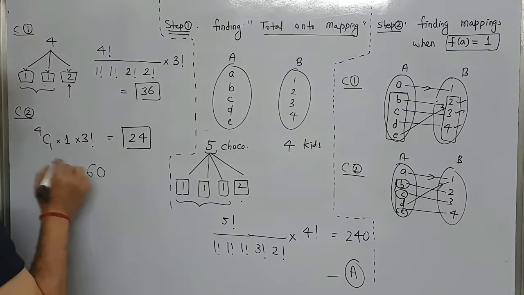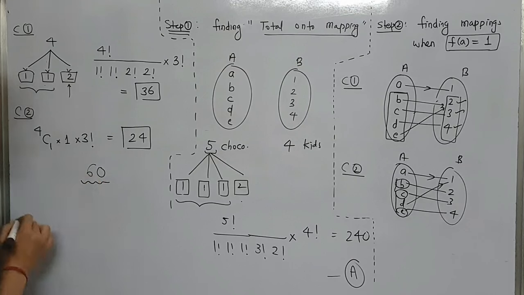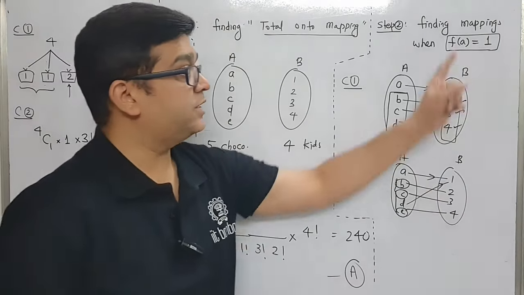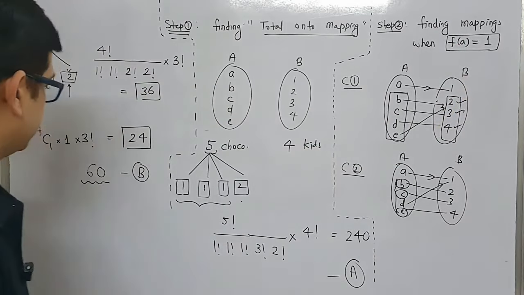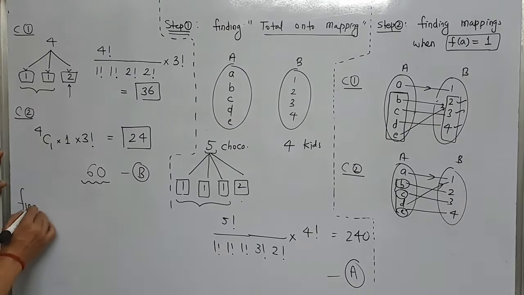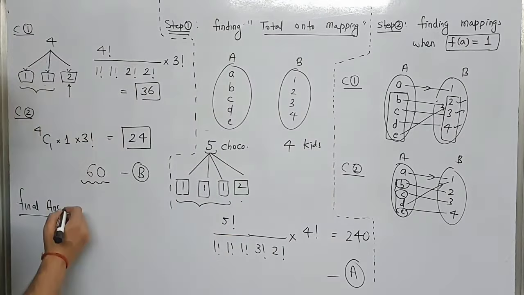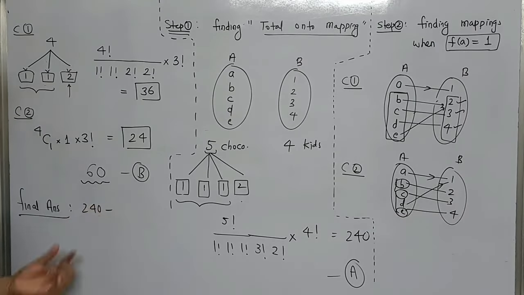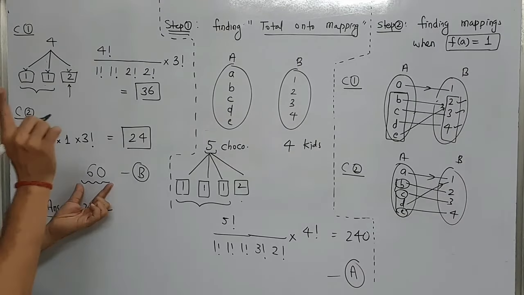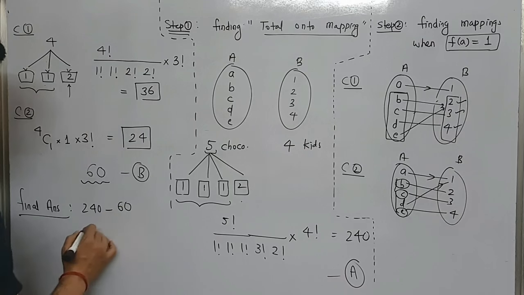That means there are 60 mappings where f(a) is 1. So what is our final answer? Remember, at the start of the question we discussed total onto mappings: 240, minus the number of mappings where f(a) is 1. So the final answer comes out to be 180.